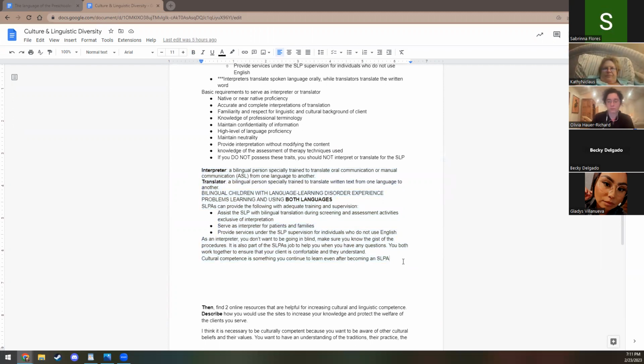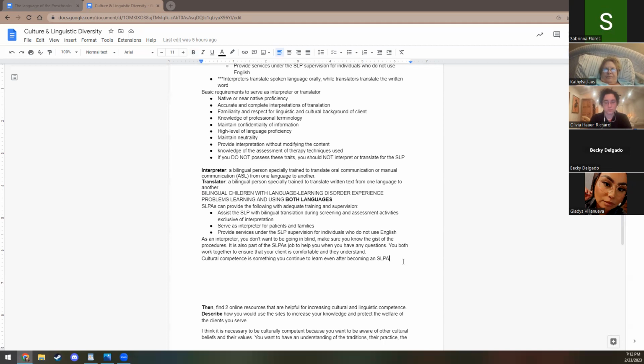Most of it is just, again, common sense. You read something and you're just like, yeah, that doesn't make sense. Obviously you wouldn't do that. But know the difference between an interpreter and a translator. Know that they are not the same. An interpreter is when they are translating oral communication into another language. And then a translator is when they're translating written language into another language.